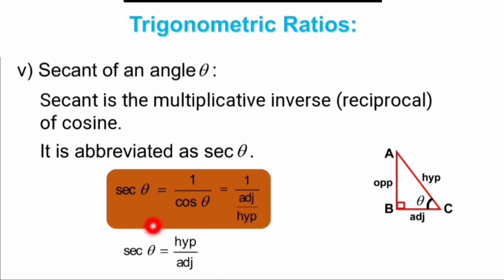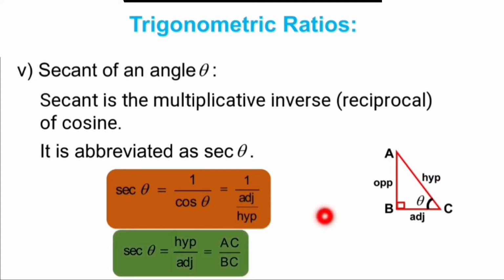It means secant of an angle is defined as the ratio of the hypotenuse to the side adjacent to that angle. From the figure, adjacent side is BC and hypotenuse is AC. Therefore, sec theta or secant theta is equal to AC by BC.